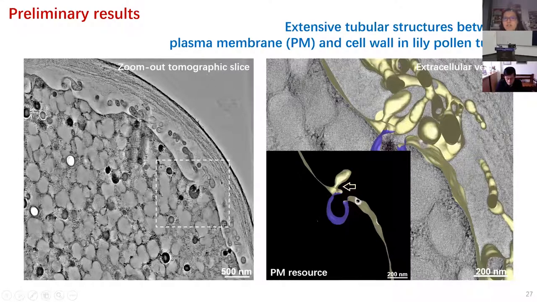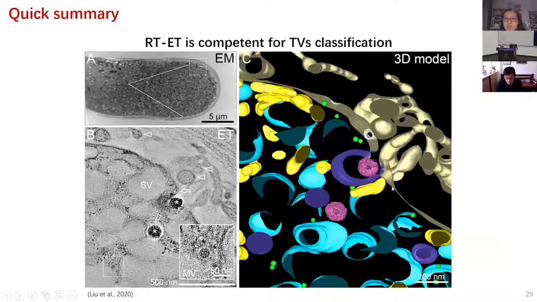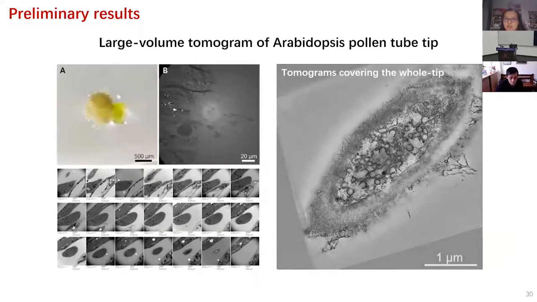Interestingly, extensive apoplastic tubular structures, probably contributing to the formation of extracellular vesicles colored by light yellow, could be observed along the apical dome of the plasma membrane within the cell wall. We can also confirm that the ER extends to the tip region, squeezing in between the secretory vesicles. So as you can see, this single tomographic volume can reveal the morphology, distribution, and fusion or shedding of various types of tip vesicles. Therefore, we intended to use the same method to collect a larger volume covering the whole tip region to investigate the distribution pattern of different types of tip vesicles.